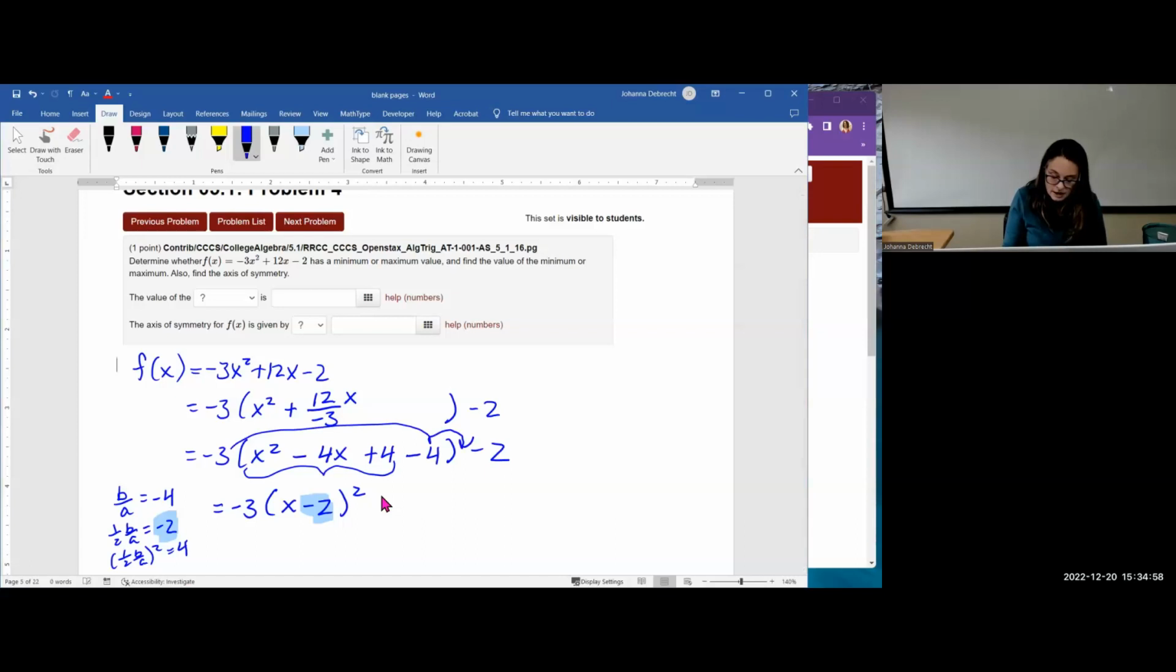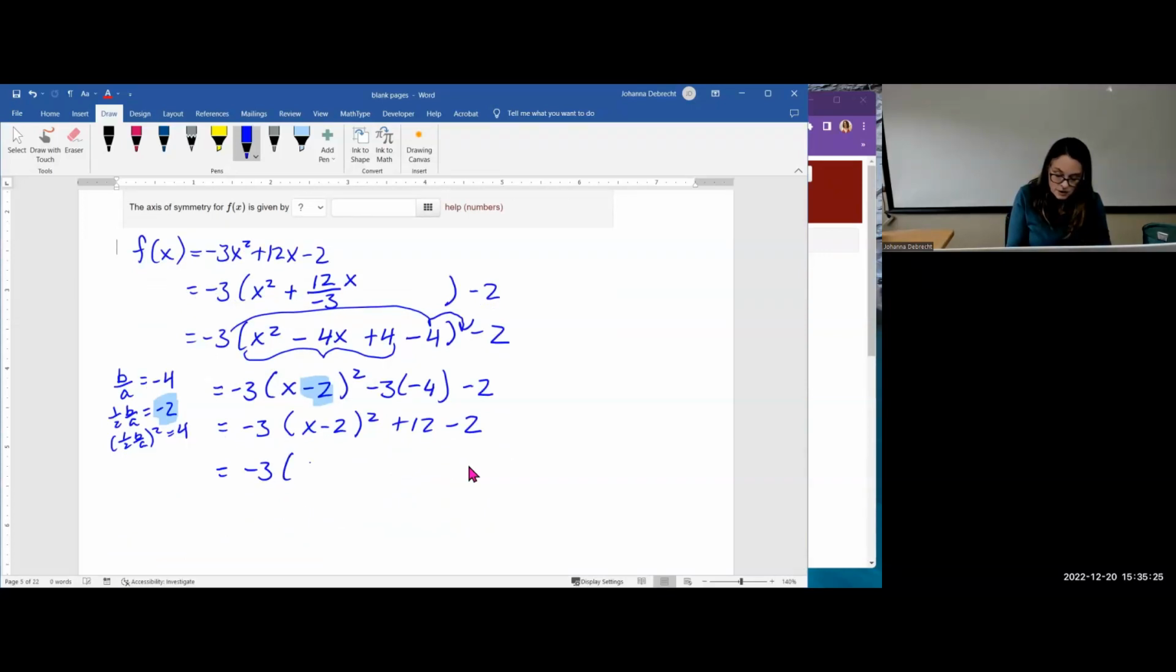All right. Now, some students like to go ahead and just write it so that they make sure they don't mess up the signs. So we have a negative 3 times a negative 4, which is going to give us a positive 12. So this is going to give us negative 3 times x minus 2 quantity squared plus 12 minus 2, which is going to give us a plus 10.